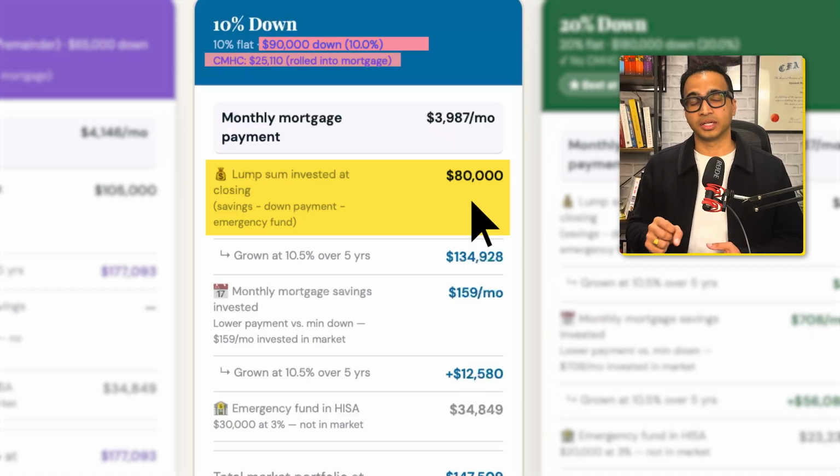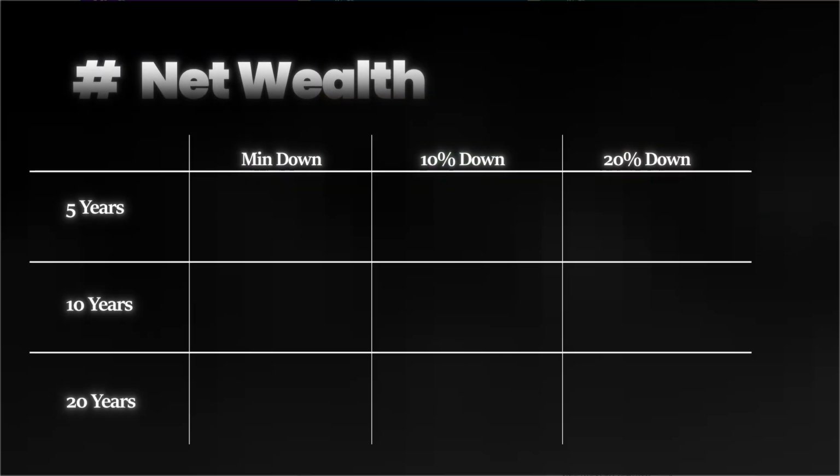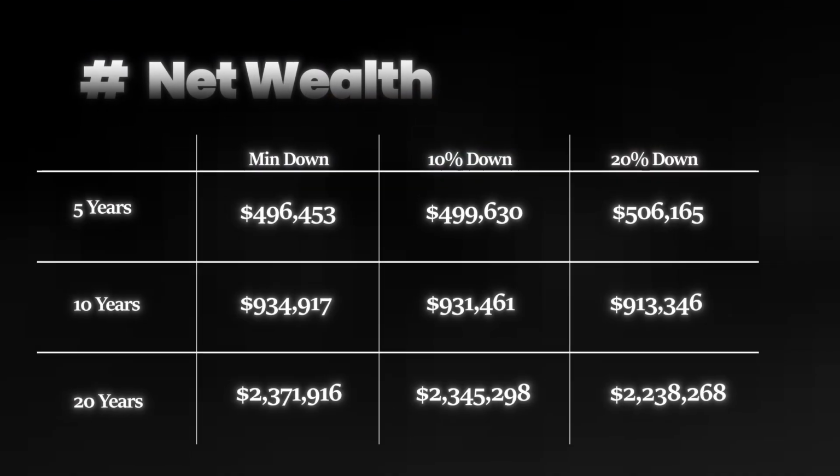Then it's taken whatever capital was left over after the down payment and the emergency fund have been taken out. It's essentially the money that's out of the house, and modeled what happens to it in the market over time. Then you see your net wealth at 5, 10 or 20 years here. That's home equity, what the house is worth minus what you still owe, plus whatever your investment portfolio has grown into. That's the total picture. Now let's look at each scenario.